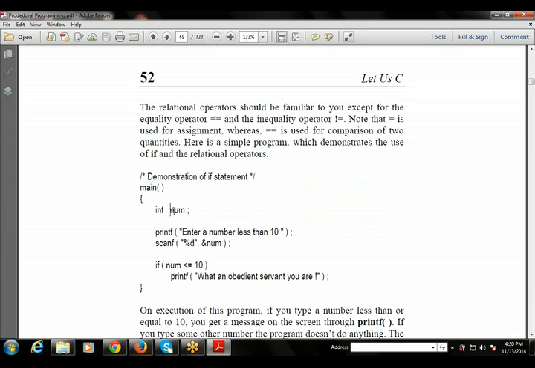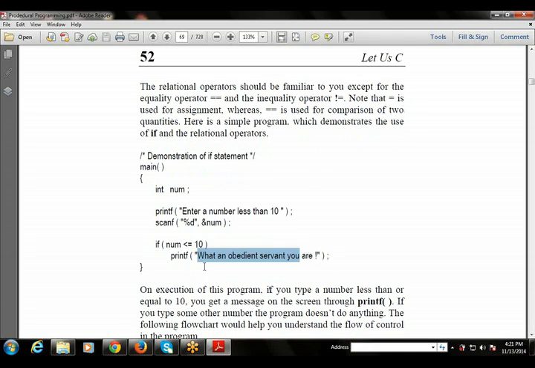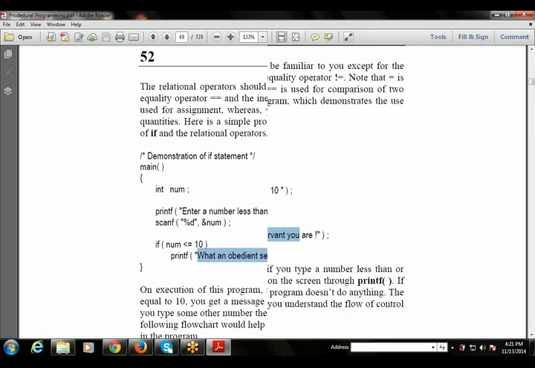Then we use the main function, int num. We use printf, which is used for printing the output: enter a number that is less than 10. Then scanf the number, that is, store the number in the memory location, &num. Then check the condition: if num is less than or equal to 10, then only print the output, what an obedient servant. If it is 0, 1, 2 till 10, then only the output will be displayed, otherwise there is no output.